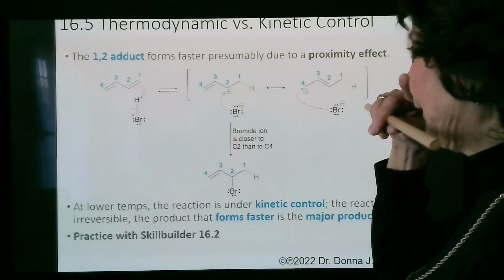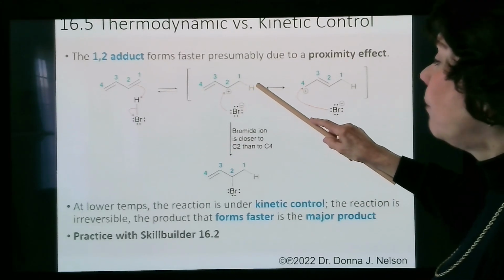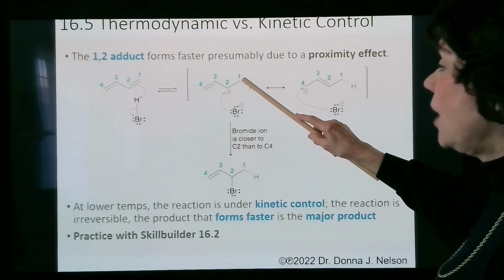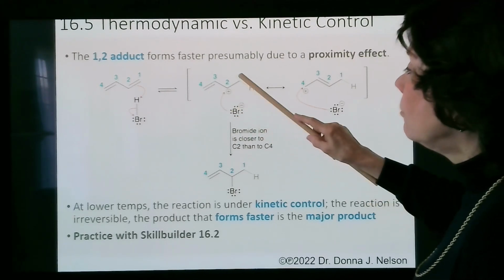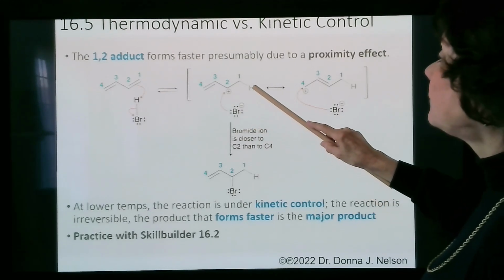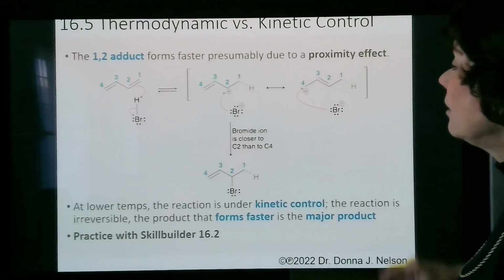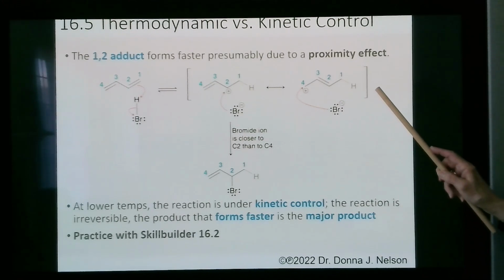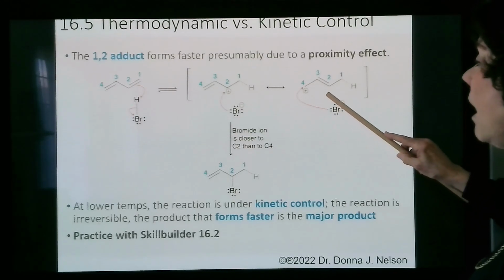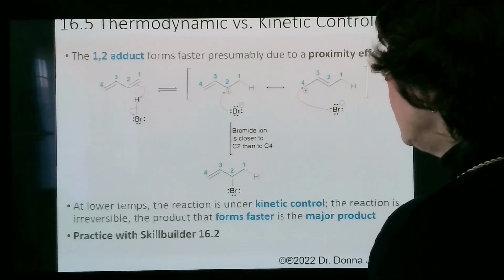So as I mentioned earlier, the 1,2 adduct forms faster because once the CH bond is formed, once the proton is attached to the pi bond, the bromide is right there, ready to react. This is called a proximity effect. It does not have to migrate down to the other end of the molecule. Remember, these are taking place in the presence of solvent. And so the bromide would have to migrate through the solvent down here to the other end of the molecule.